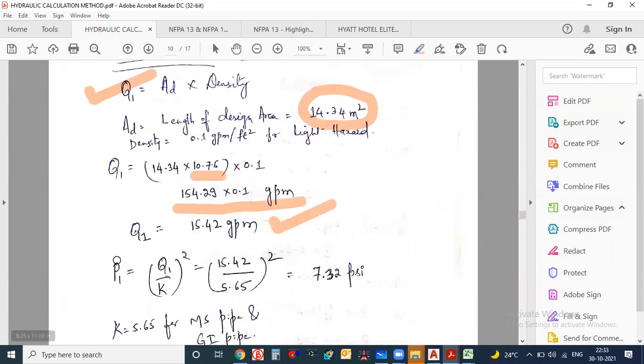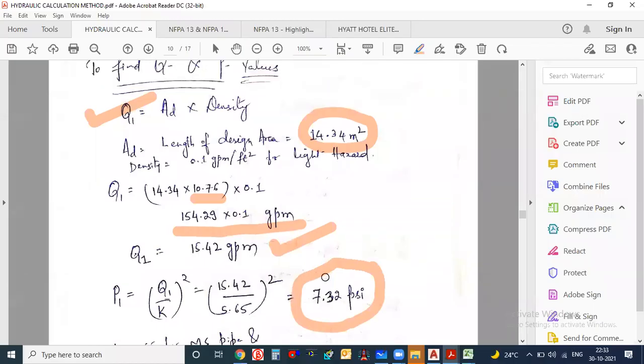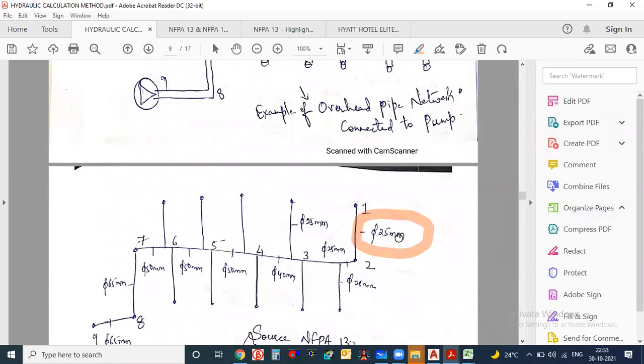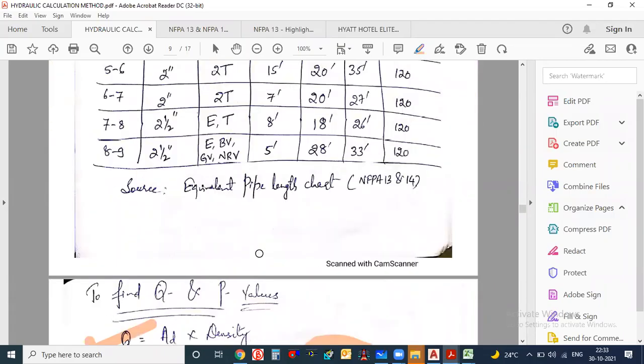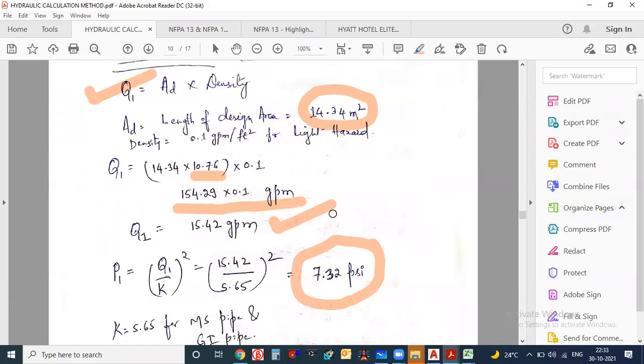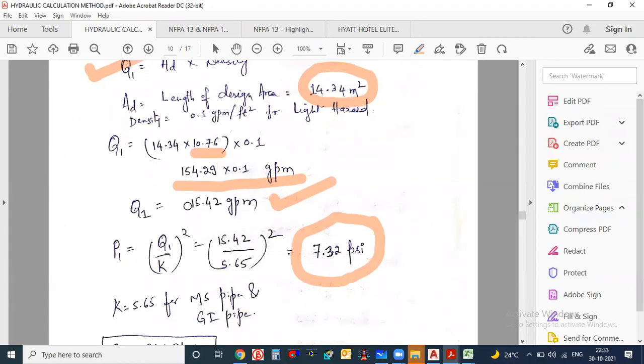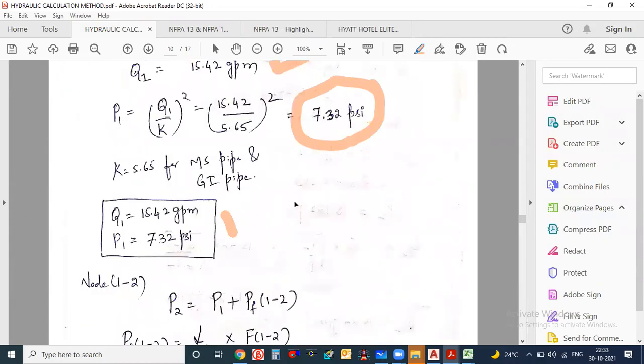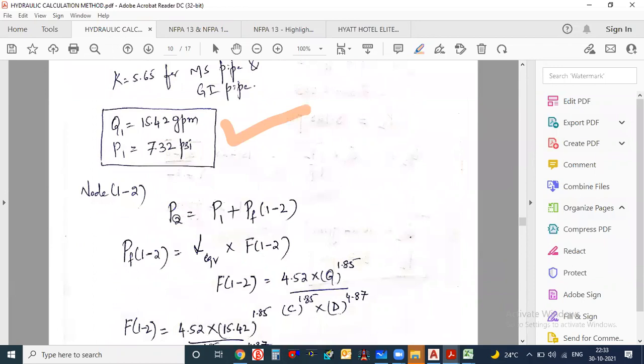Then I am going to calculate P1 as Q1 divided by K whole square, where K factor is 5.65. So my P value I got as 7.32. Now I got the value at this point greater than 7 psi, then I can say that I can go ahead with the calculation, because this value I should always get greater than 7 psi only. Calculated Q1, P1. Next, I will go for the node 1 to 2.